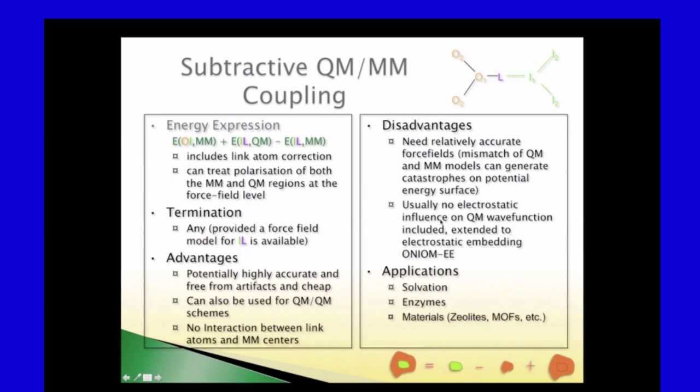And obviously, in the mechanical embedding approach, again, you don't get polarization of your quantum region, right? Your quantum region really doesn't feel an effect of your environment, right? An explicit effect. It feels this implicit effect, which comes in from the classical treatment, and that again can lead to many failures when you're dealing with systems that really need accurate polarization of the quantum region to describe some effect.